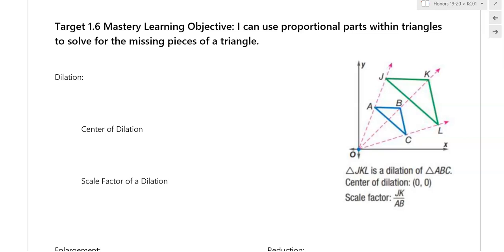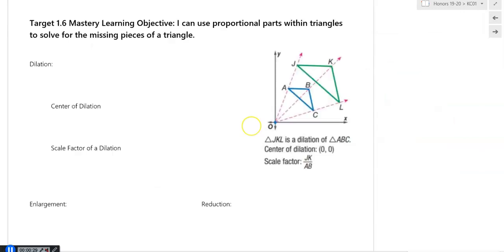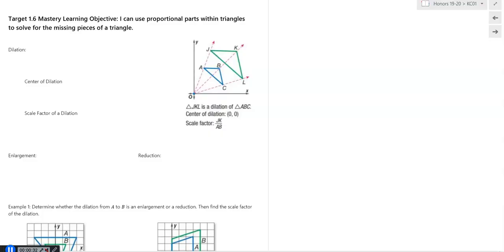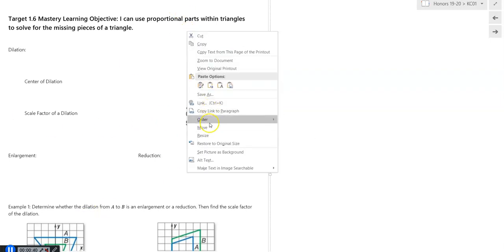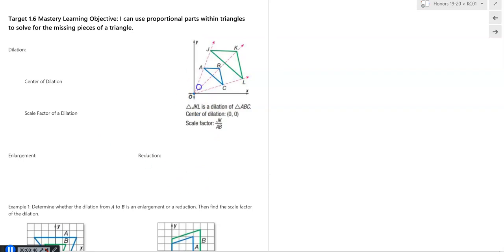Okay? So we're going to start with a whole bunch of, what's the word I'm looking for? Vocabulary to see what a dilation is, right? That's not our mastery learning objective. I just read it, and that's not at all what we're doing. That's what we did the other day. That was 1.5. So our mastery learning objective is I can dilate a figure, actually. Let me do that.